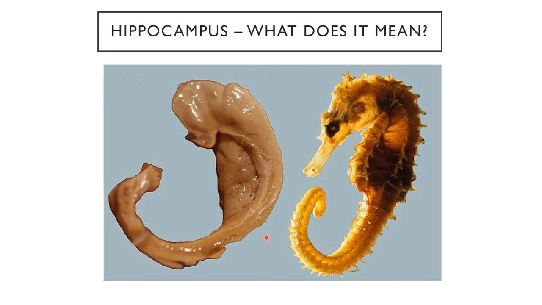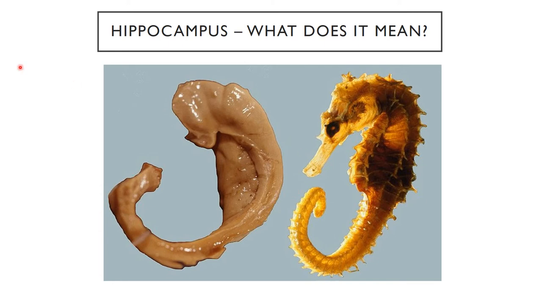Well, it gets its name because of its shape. This is the hippocampus of a human dissected out of its brain. And you can see it looks a little bit like a seahorse. Hippocampus is the genus name for seahorse. Genus and species, right? And you can see it looks quite a bit like a seahorse.